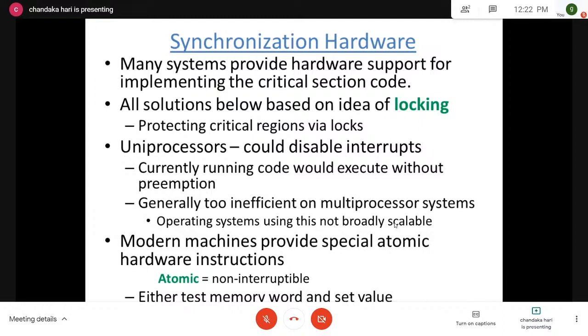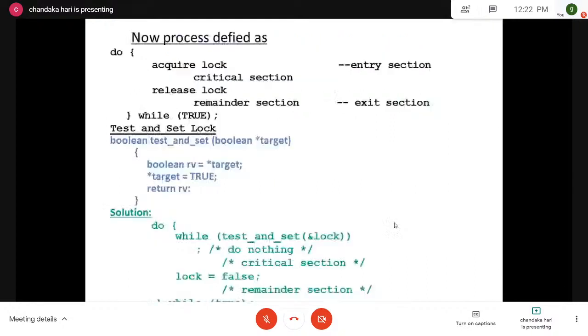So, these particular variables can be set. Atomic variables can be set. Before that, if you want to set atomic variables, you need to test and then set. That's why we have test a memory word and set a value. We'll see what that is meanwhile.